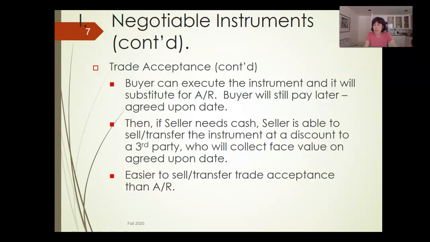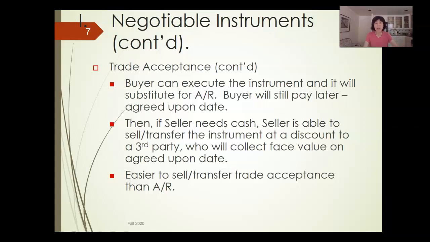Not that easy to sell off the account receivable. That's a contract, right? And you'd have to set up some contractual transaction to do that. So it requires documentation and some confirmation of that account receivable. And so the seller who is expecting the payment could do that, all right? But they would prefer something a little easier to handle, all right? And so this is where the trade acceptance comes in, all right?